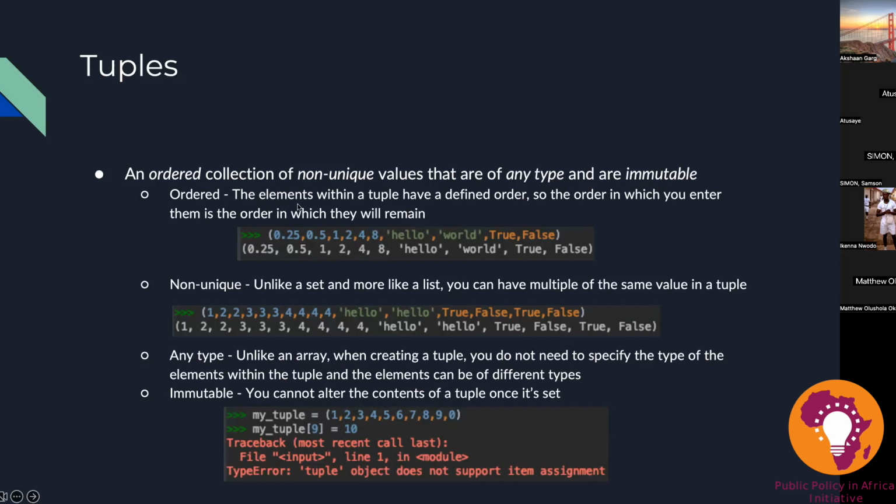So it is ordered, right? The order in which you put stuff in is the order in which it will stay. You can put in non-unique values. So if we put in 2 or 3 of the same exact numbers or same exact data type, it will simply treat them as different and continue putting them in, right? So in the output, you can see we have 2 2s, 3 3s, 4 4s, 2 hellos, and so on, right?